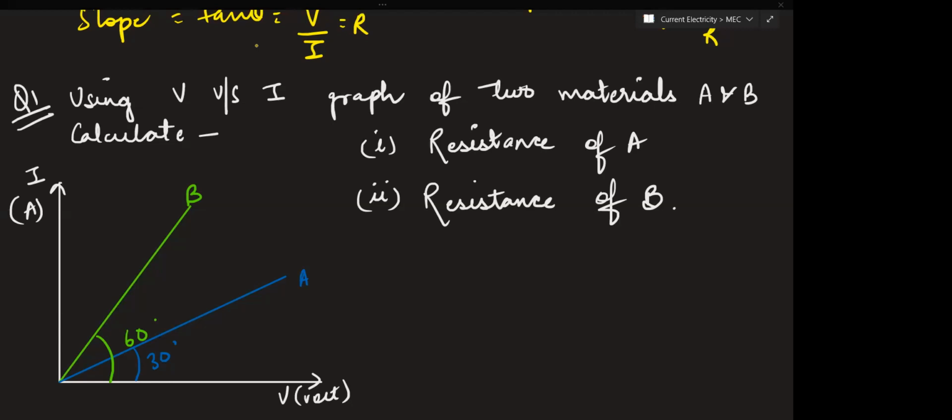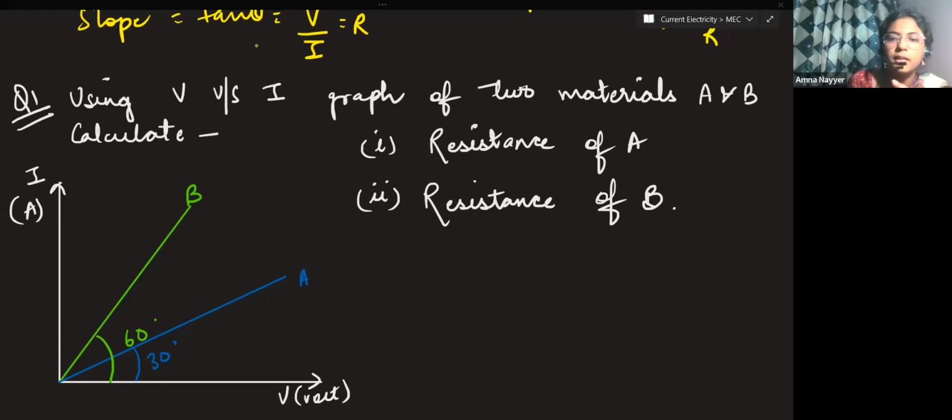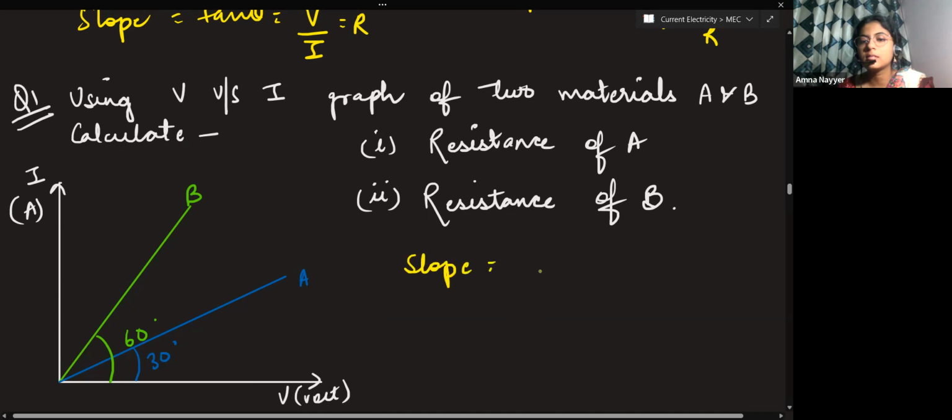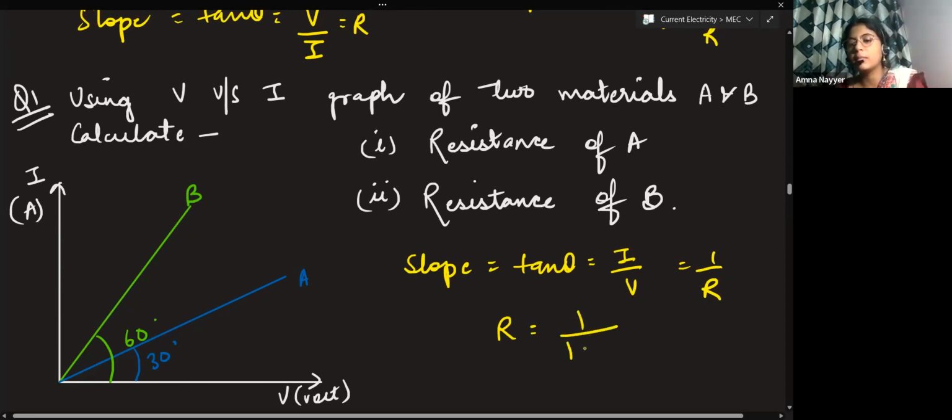Yes, good Krishna. Root 3 for the first part and the second part is 1/3. Good, correct. Rest of you also, you should have tried it. See, it is I versus V, means slope is given by tan theta. And tan theta is equal to I by V. I by V means 1 by R. So R will be equal to what? If tan theta is equal to 1 by R, then R will be given by 1 by tan theta, and you have to find out R only.